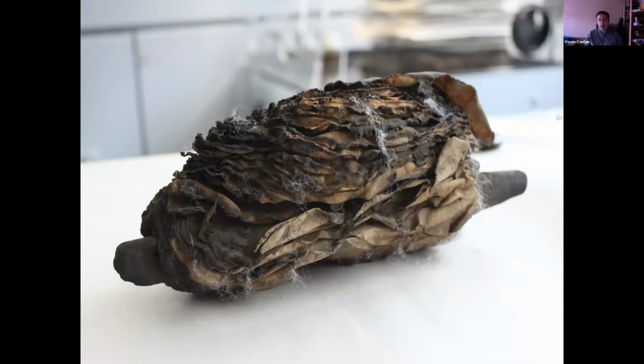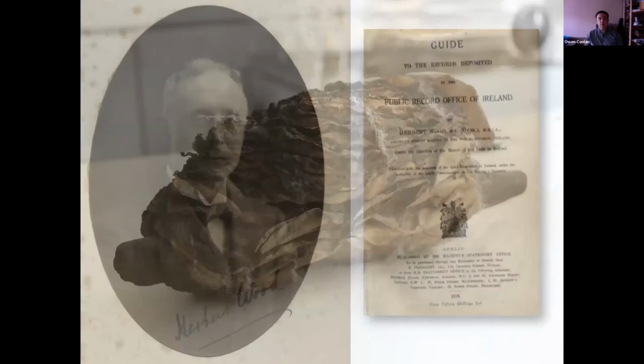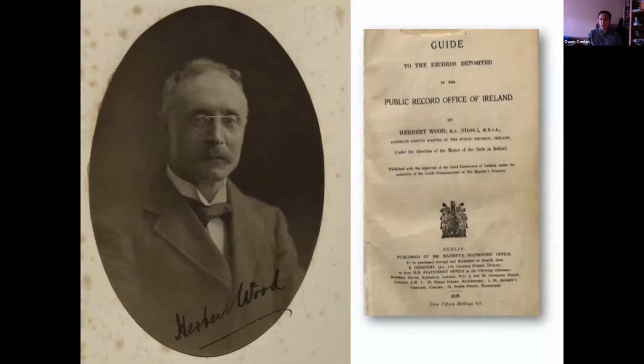So thankfully, the people performing this work have a really good vision of what they're trying to reconstitute. You can probably just about see the date in the bottom right there. In 1919, Herbert Wood produced a guide to that archive. So we have a very clear catalogue of what we're trying to reconstitute.